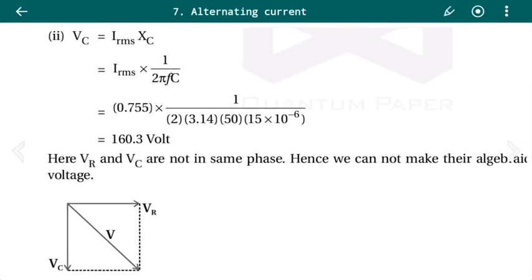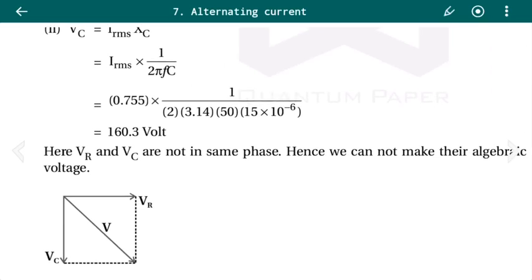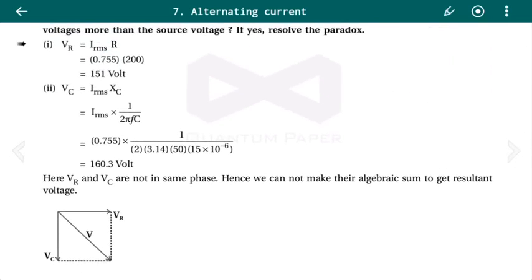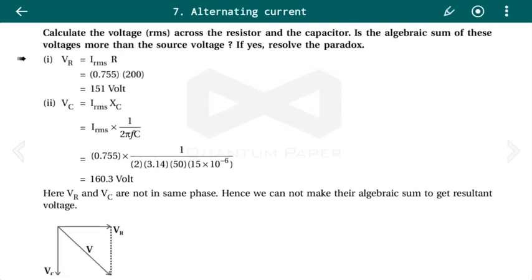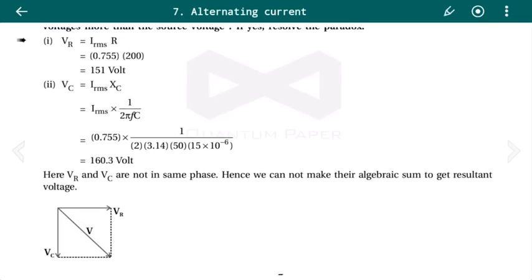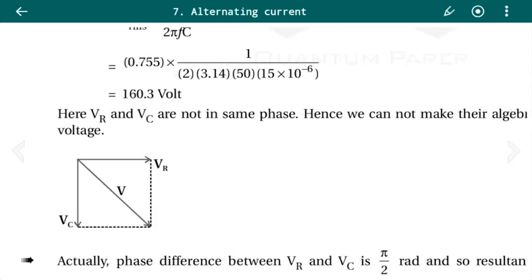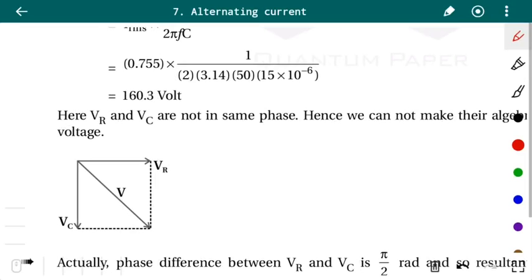Here VR and VC are not in the same phase. Hence we cannot take their algebraic sum to get the resultant voltage. If they were in the same phase, then we could add them directly. But as they are not in the same phase, we use the vector formula. As you can see in the figure, along the x-axis we have VR, along the negative y-axis we have VC. So this is the resultant vector V.